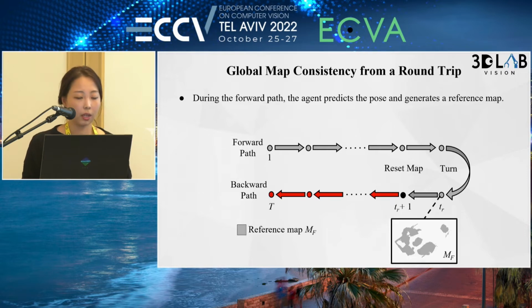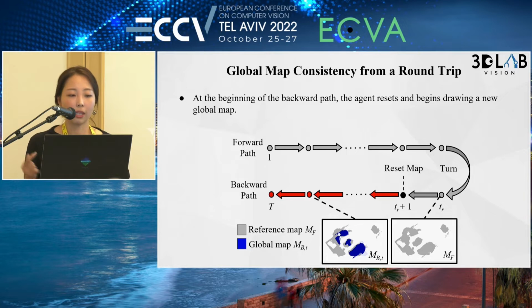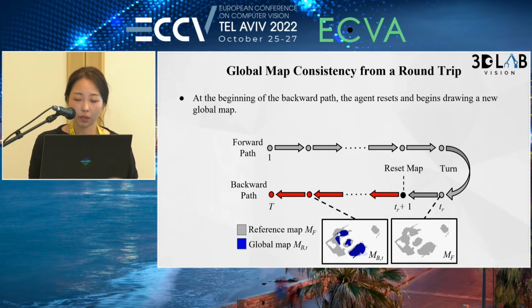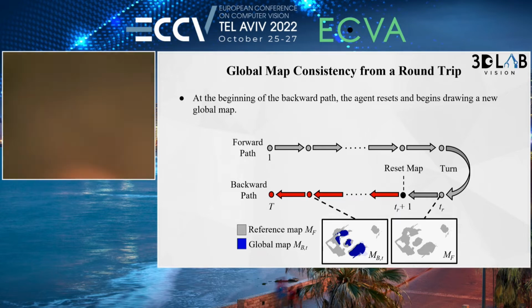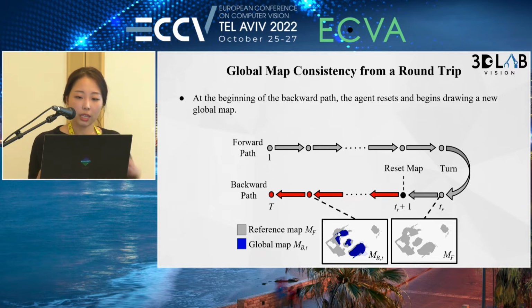During the forward path, the agent predicts the pose and generates a reference map, MF. Then at the beginning of the backward path, we reset the map and it starts drawing a new global map. Even though we are resetting the map, the agent continues the incremental pose estimation, which started from the beginning of the trajectory. So the same global coordinate is shared across all the maps, more specifically the reference map and the global maps generated after we reset the maps.